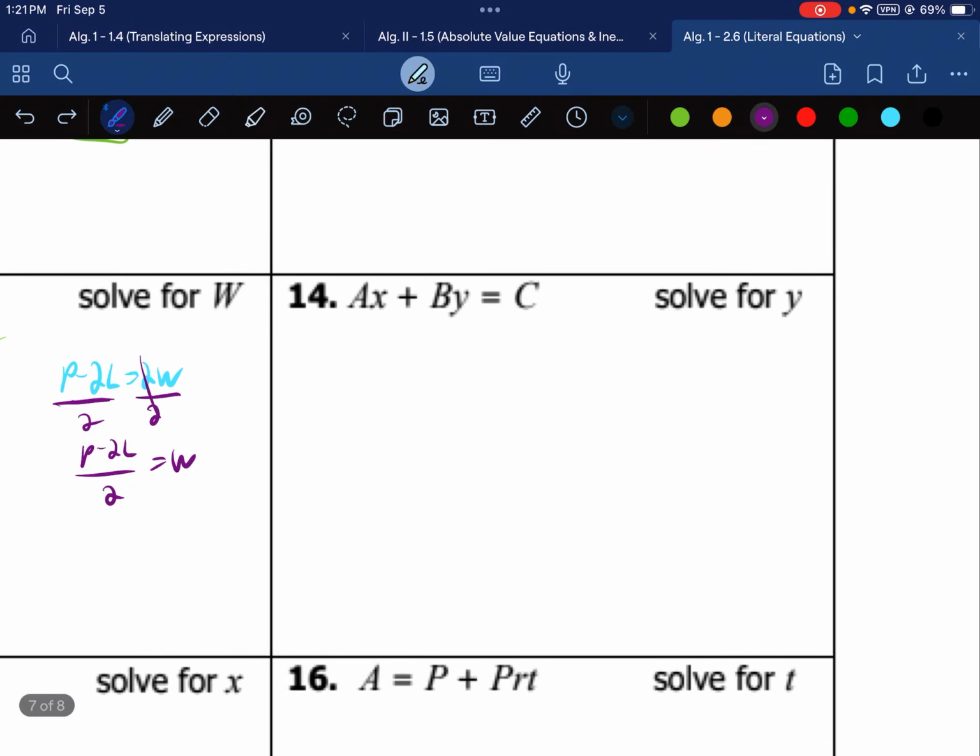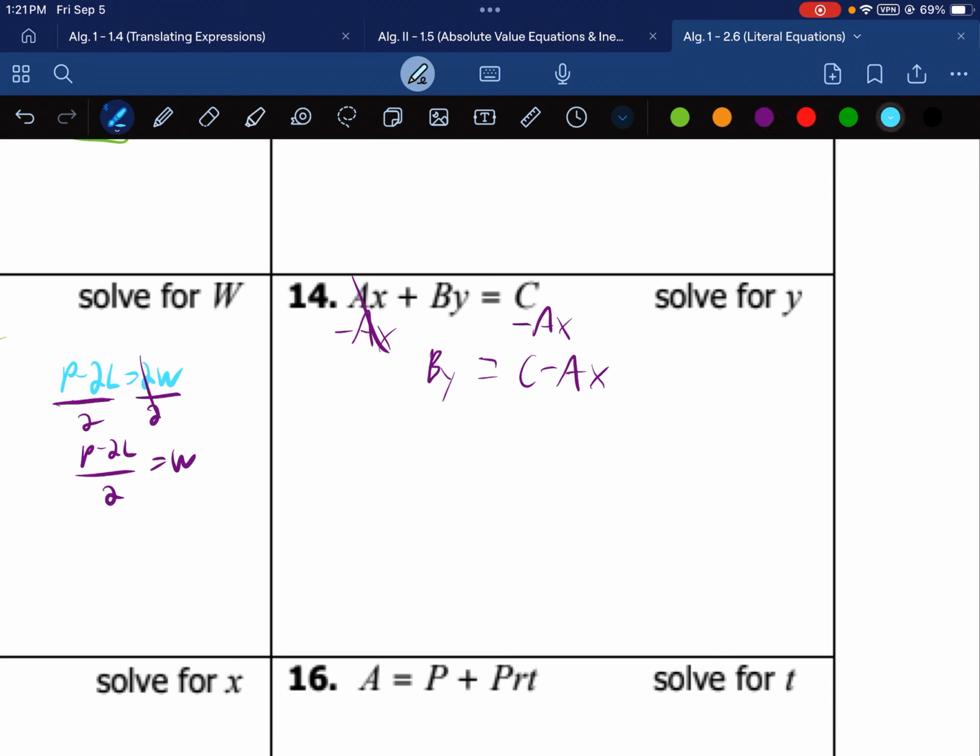Number 14, ax plus by equals c. And we're supposed to solve for y. So y is being multiplied by b and added with ax. I will undo the addition first by subtracting by ax. Ax minus itself is 0, and I get by on the left. Subtract ax on the other side. I'm going to do c minus ax.